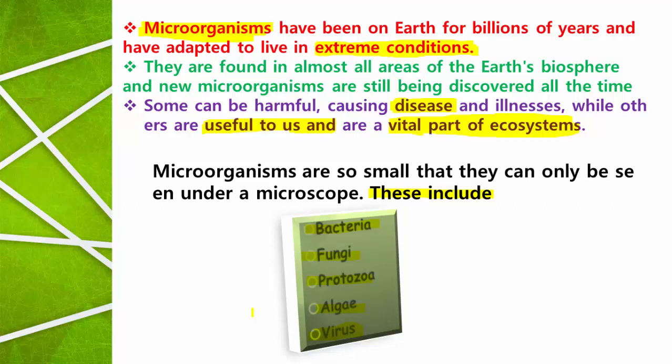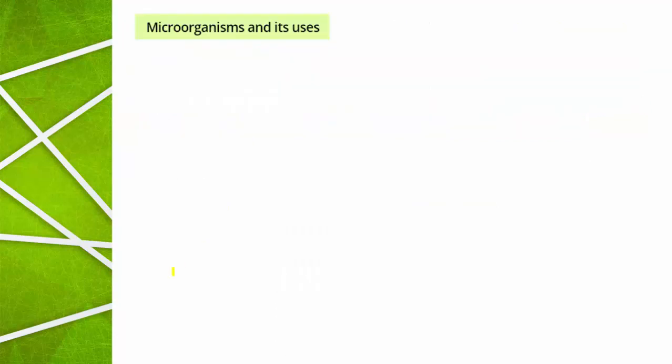Typhoid is a disease caused by bacteria and it is considered harmful. At the same time, curd is produced from a bacterium and it is a useful aspect. Microorganisms have both effects. Some microbes are very harmful and some microbes are very beneficial to human beings as well as to the ecosystem. So all these groups of organisms are considered as microorganisms.